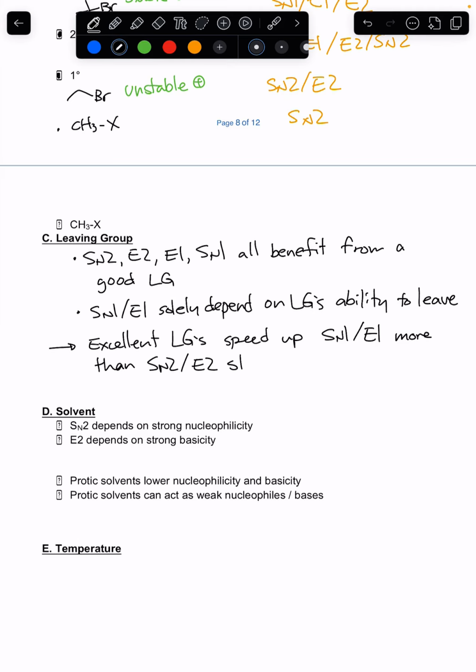Slightly. Maybe I should add slightly more.